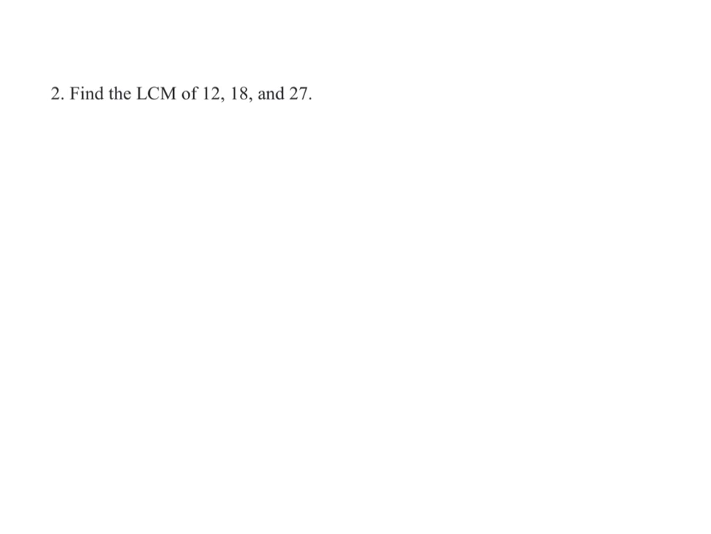Find the lowest common multiple of 12, 18, and 27. To find the lowest common multiple of 12, 18, and 27, we use prime factorization on all three numbers.